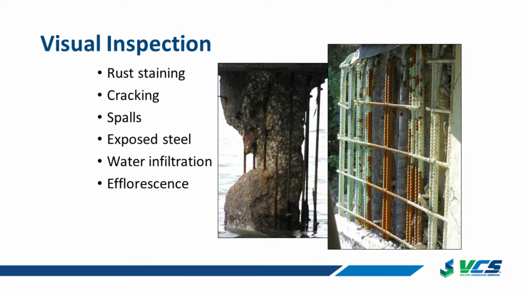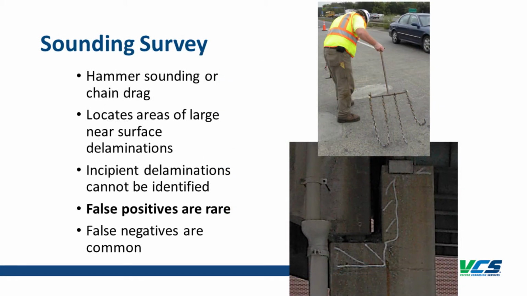Obviously with visual inspection, we want to find rust staining, cracks, spalls, exposed steel, things of this nature. With hammer sounding, we're doing chain drag or hammer sounding, we're locating those near surface delaminations, because when we hit that concrete it creates an audible difference in the tone.